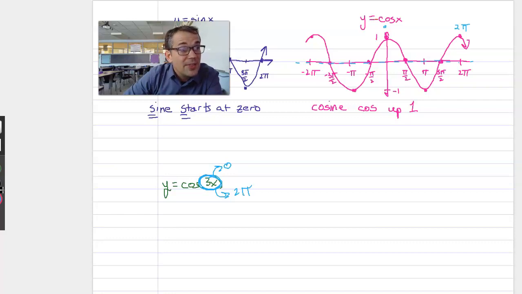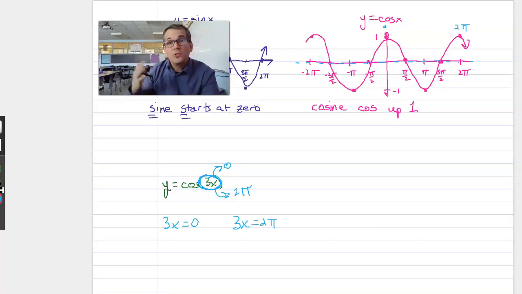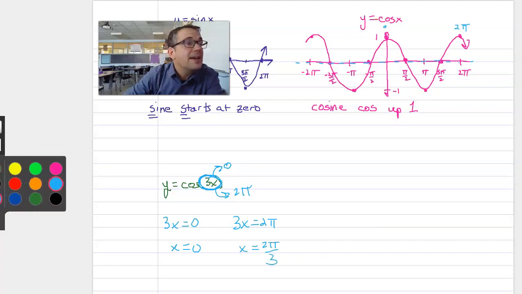And we'll just set that 3x equal to 0. And we'll set that 3x equal to 2 pi. And that'll tell us where this new period begins and ends. So if I solve this one for x, I get 0. And if I solve this one for x, I get 2 pi over 3.